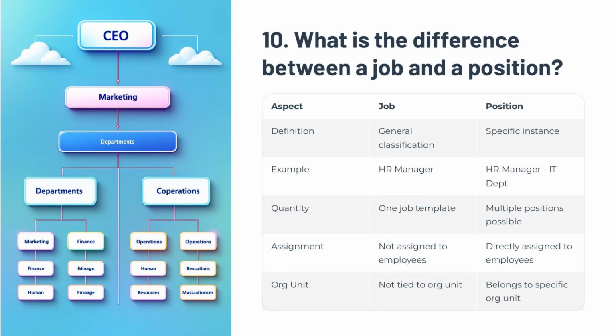10. What is the difference between a job and a position? A job is a general classification, like manager, while a position is a specific instance of a job assigned to an organizational unit. Multiple positions can be based on one job, but each position is unique in the system.